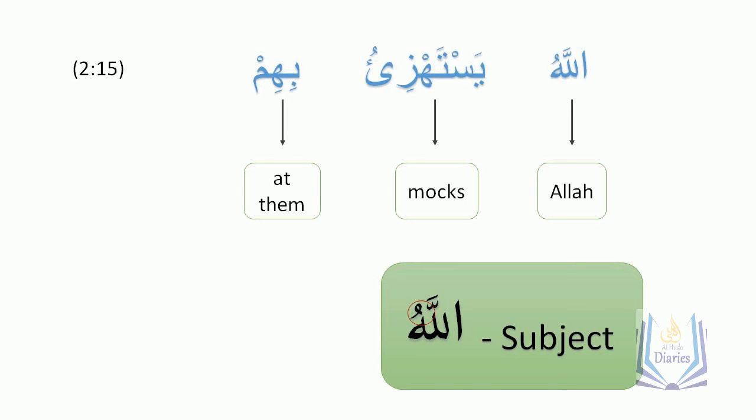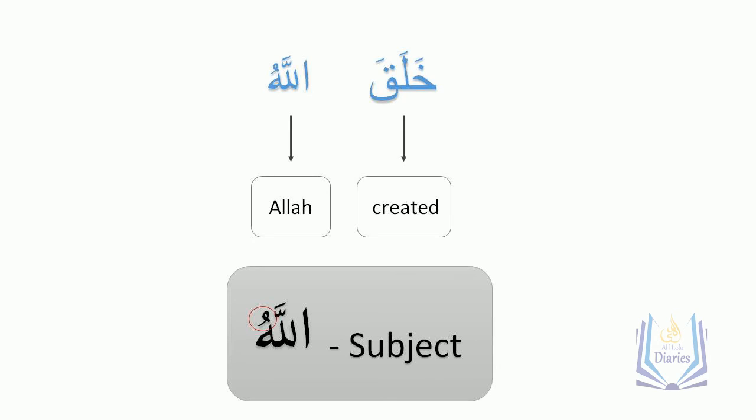He is the subject, he is the rafa. And as discussed before, rafa is indicated by a dhamma. Now let's look at another statement. Khalaqullah, Allah created. Who is the doer? Allah, because he is doing the action of creating something. So Allah, which is the subject, gets a dhamma.